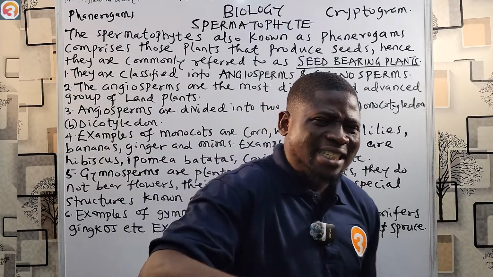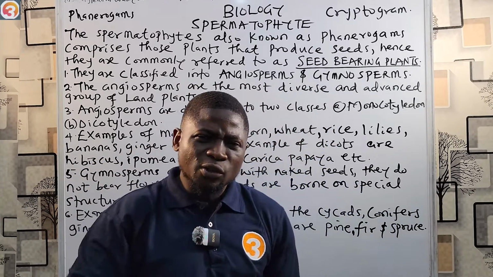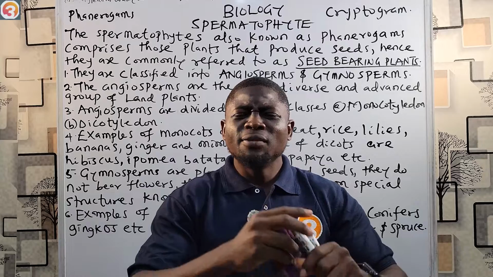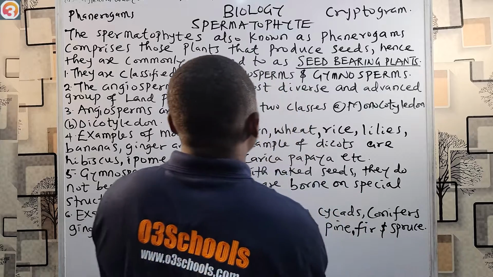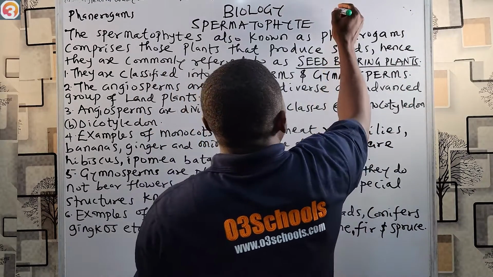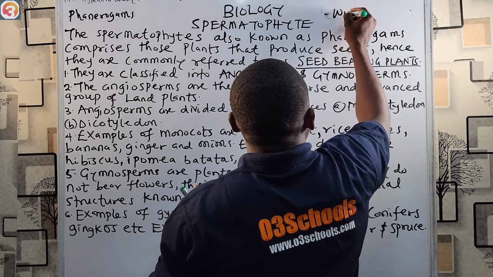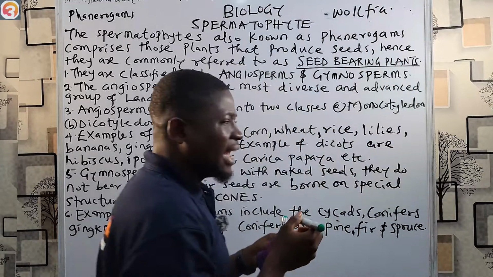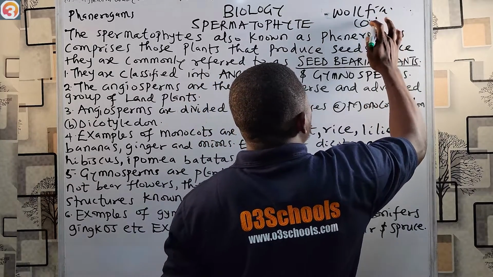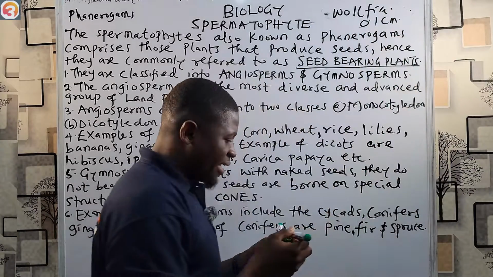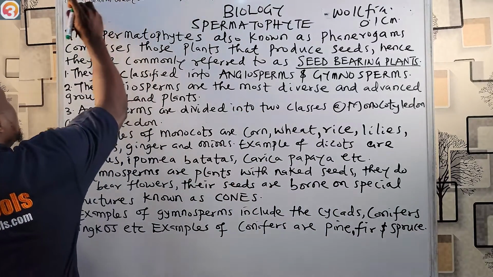And of course, their seeds are enclosed within the fruit. The seeds of Angiosperms are enclosed within the fruit. All right. They are widely distributed and vary in sizes. Like we have the Wolffia, for example. W-O-L-F-F-I-A. Like the Wolffia is 0.1 centimeter in size. It's very small. They also have what we call the Eucalyptus.